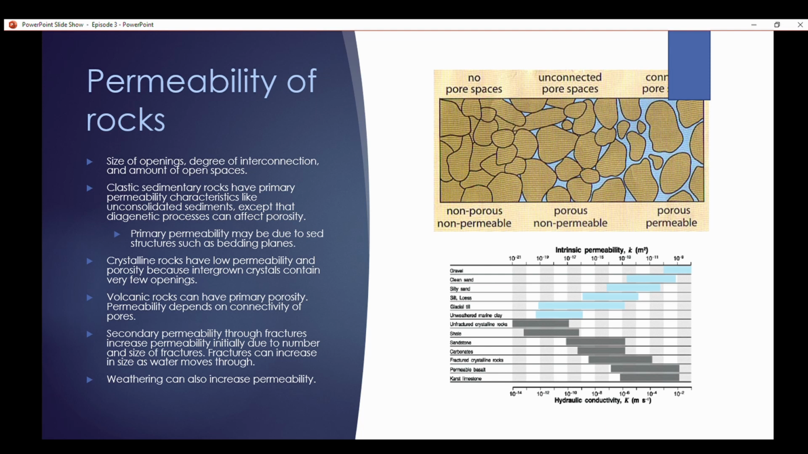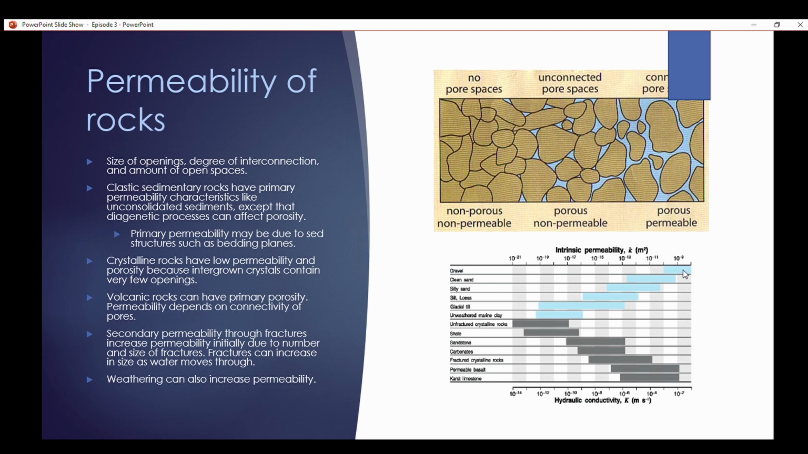And then, like we talked about in the last episode, weathering can increase permeability. So in these two images, you have no pore spaces. This is basically what a crystalline, igneous, or metamorphic rock would look like in terms of pore spaces. And then you have these, which may be a highly compacted sandstone, for instance. It has your pores, but you don't have connectivity. So it's really a low effective porosity. And then you have your well-sorted sands and gravels or something, and that's going to be porous and permeable.